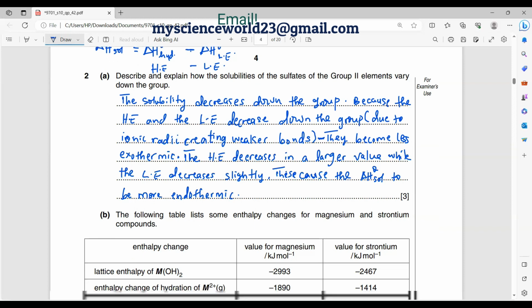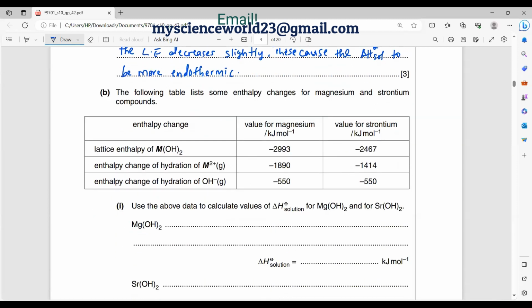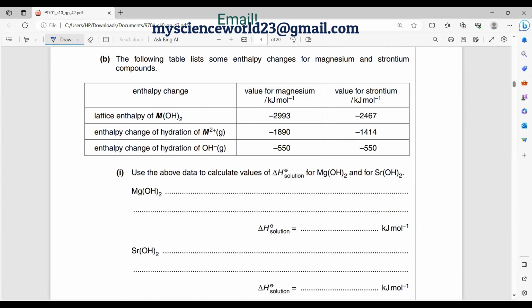Good. Let's go to the B part. You have a table here of the lattice energy. Here you have the enthalpy change of hydration of your M2+ gas, and the last row you have the enthalpy change of hydration of the hydroxide ion. In Roman 1, you are asked to calculate the values of the standard enthalpy change of solution of magnesium hydroxide and that of strontium hydroxide.